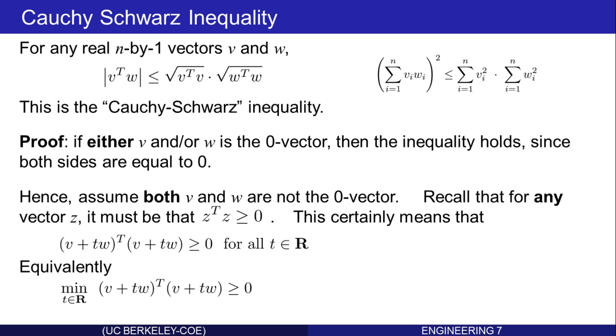If you look at this, though, it looks like it must be a quadratic function of t. Notice there's a t in both expressions and they're multiplying each other. So maybe we can use the theorem about the minimization of a quadratic function being greater than or equal to 0. Let's see where that gets us. But first we have to expand out this expression.